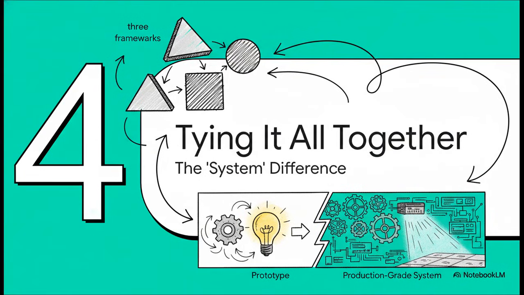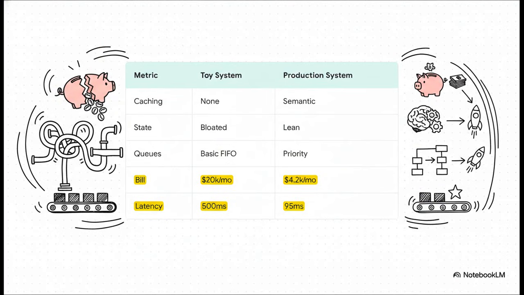Okay, so we've covered the skeleton, the muscle, and the brain. Let's put it all together now and see what the real combined impact looks like. This is where it all clicks. This table just lays it all out. Your toy system on one side. No caching, bloated state, dumb queues. The result? A $20,000 monthly bill and a laggy 500 millisecond response time.